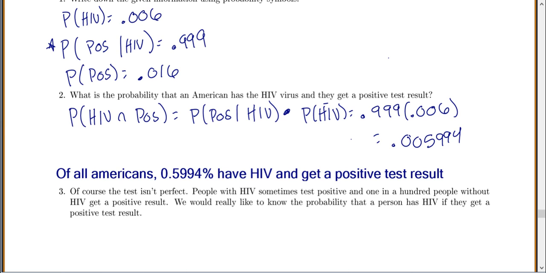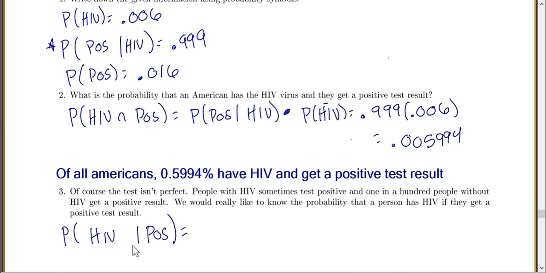What we would really like to know is the probability that a person has HIV if they get a positive test result. So this was a new piece of information they were just telling us: 1 in 100 people without HIV get a positive test result. That would be quite scary for them, I'm sure. You don't like being told you have HIV if you really don't. But what we want to know here is, if you get a positive test result, what's the probability that you actually have HIV? That sounds like it'd be very important, right? You took the test and now you want to know, was that actually accurate? Do I actually have HIV?